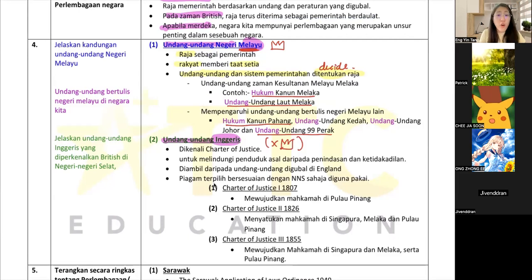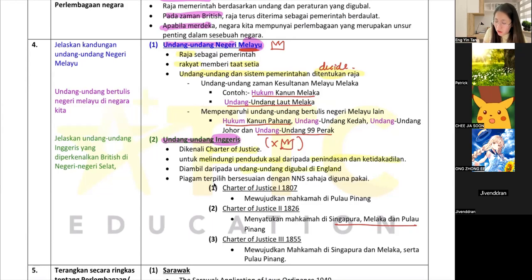Tapi for those who tak ada king, for example your Penang, Melaka, Singapore, the NNS, then GG already lor. They need to follow the English law lor. Boleh faham? So the Charter of Justice, they use the English law is because they want to protect their people, so not being tortured. They want to protect them from unfair treatment.